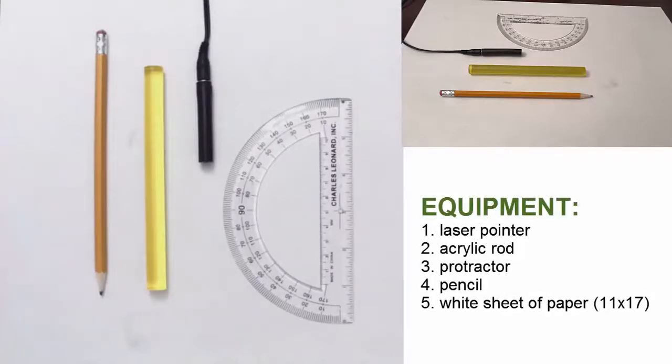In this lab, we are going to use a laser pointer as a light source, an acrylic rod to observe the effect of total internal reflection, and then we are also going to use a protractor to measure the angles. We also are going to need a pencil and a large white sheet of paper.